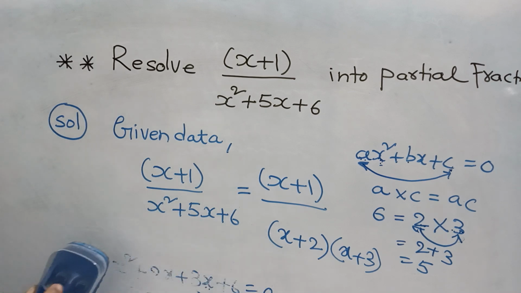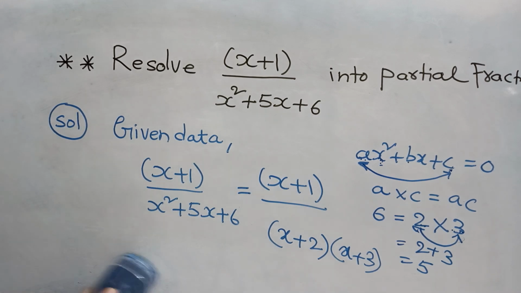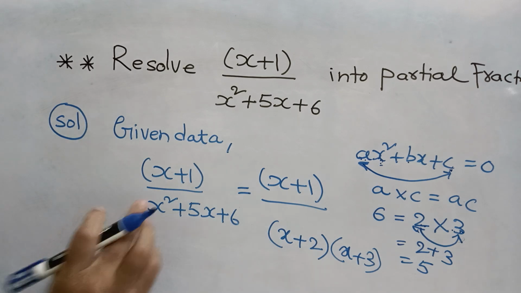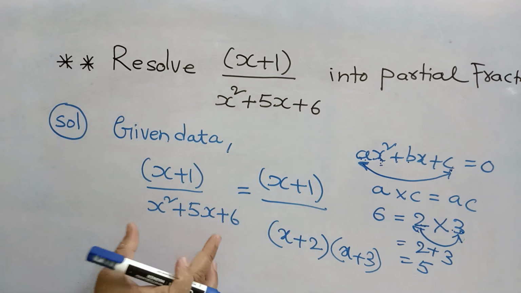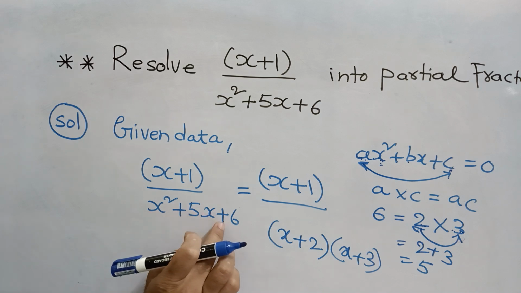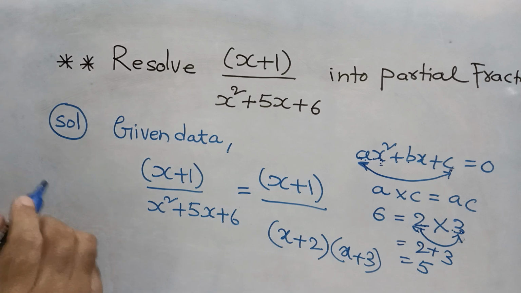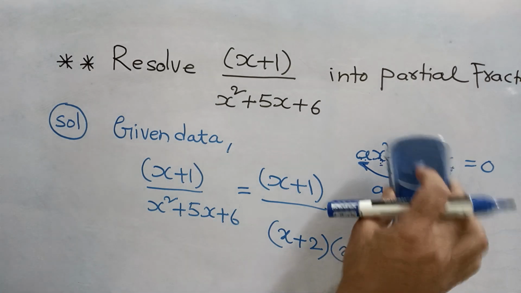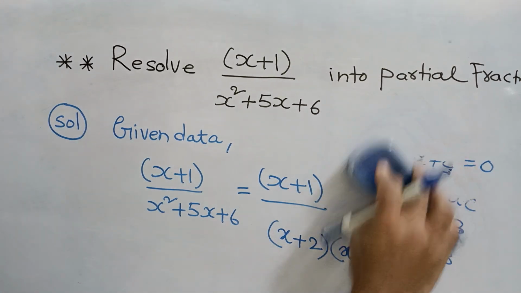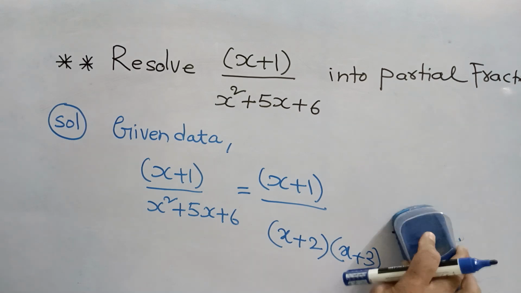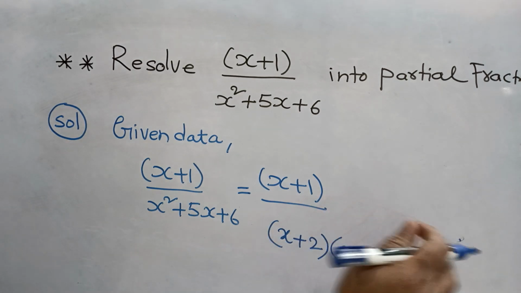Therefore, x plus 1 over x square plus 5x plus 6 is equal to this much. Furtherly, this can be written as follows. Now, the problem is almost over. And furtherly, what you can write?